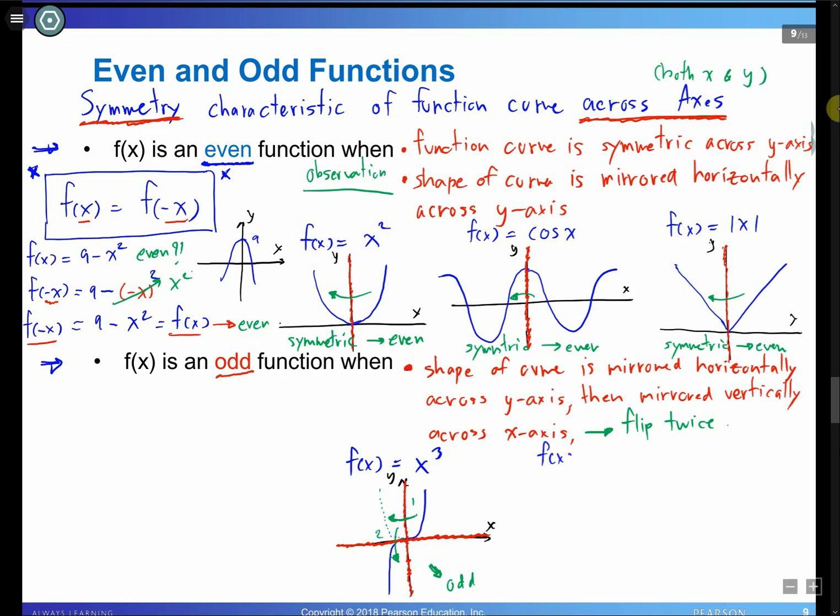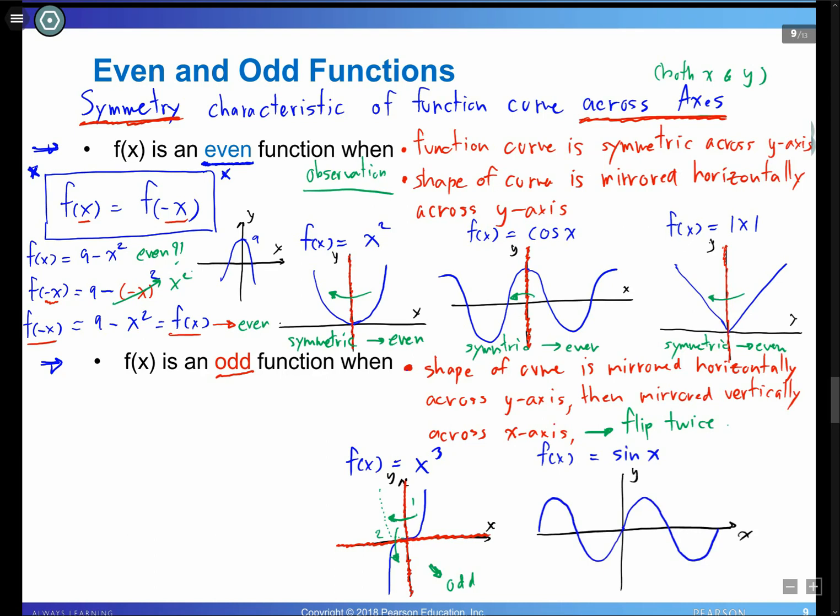So we had cosine x before. Now let's try sine x, f(x) equal to sine of x. Okay, let's try to plot this. So we have this y-axis and x-axis, and let's plot sine x. It should be something like that. And on the other side, I should have something like this.